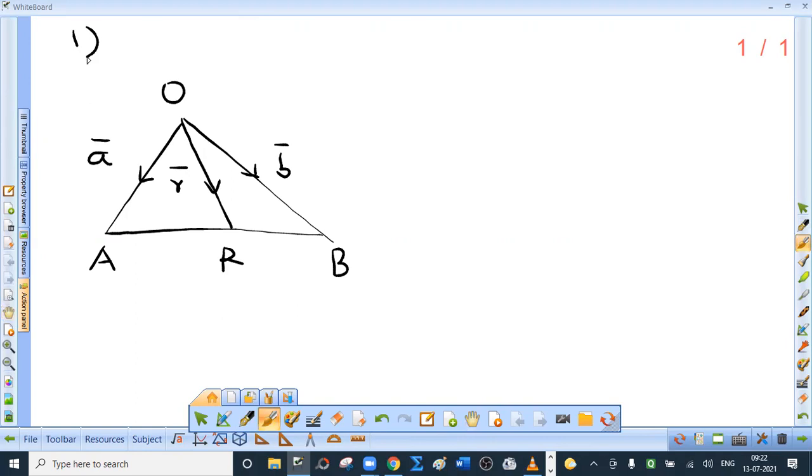What is that theorem? If A bar, B bar, R bar are position vectors of the points A, B and R respectively, and R divides the line segment AB internally in the ratio m is to n, then we have to prove that R bar equals (m B bar plus n A bar) upon (m plus n).